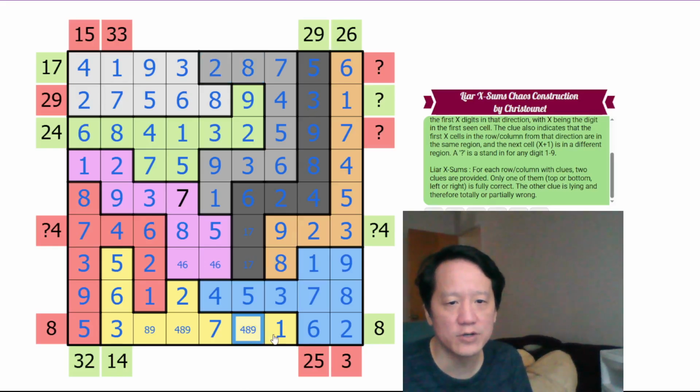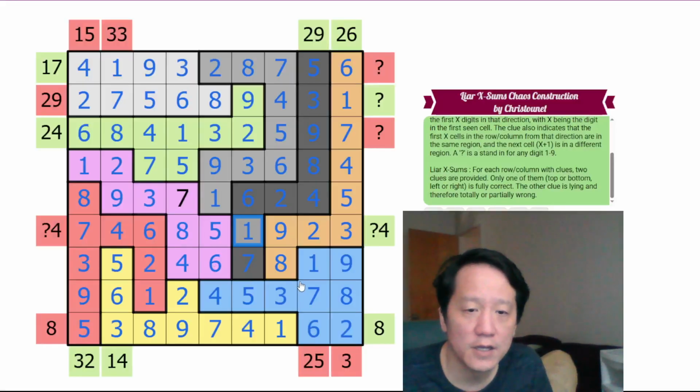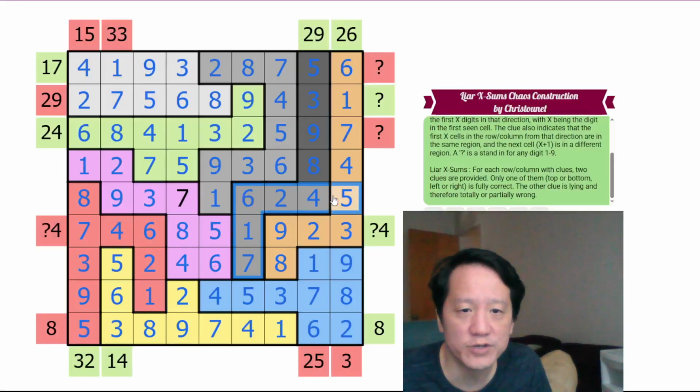This can't be 8 or 9 anymore. It's 4. No 4 or 9 here, so it's 8, which makes this 9. 6 eliminates 6 here, so it's 4 and 6. 1 eliminates 1 here, so that's 7 and 1. And that's the solution to this puzzle.